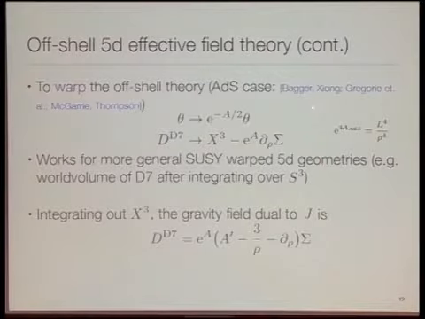They work this out for the AdS case, but it works more generally for any supersymmetric case. And when you integrate out x3, which is easy to do, this turns out to be the dual to J. So it's essentially sigma, that scalar field that I mentioned here, but it carries a derivative and some warp factors and some other rho factor.